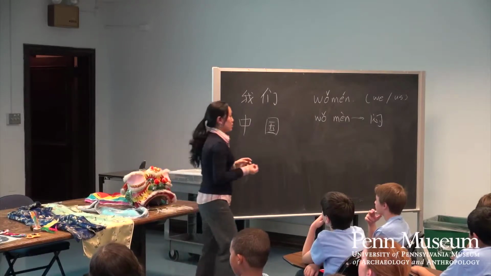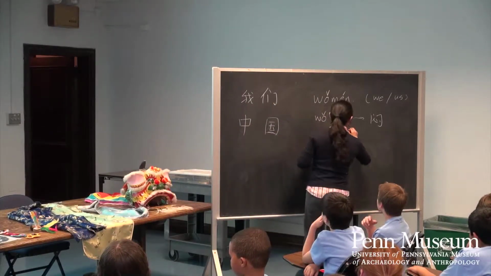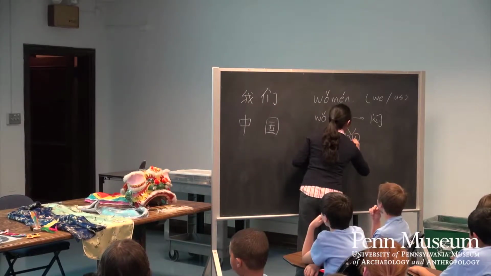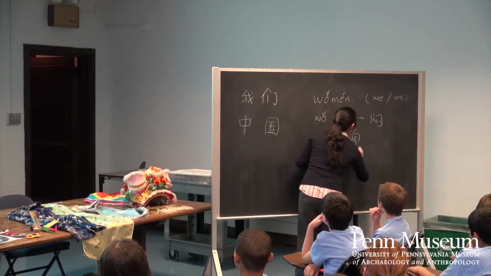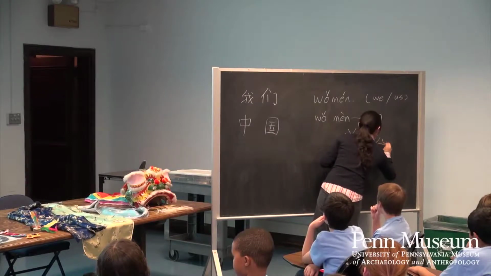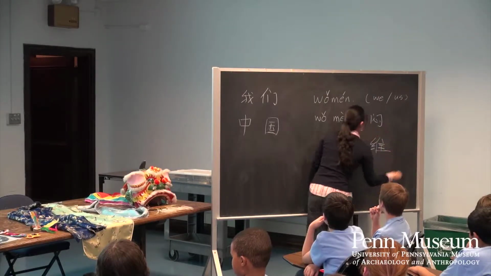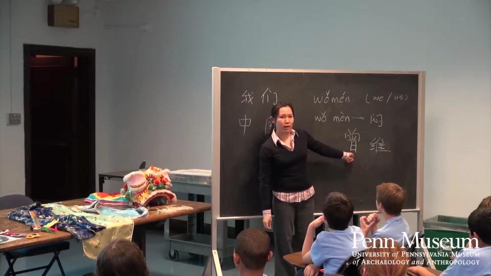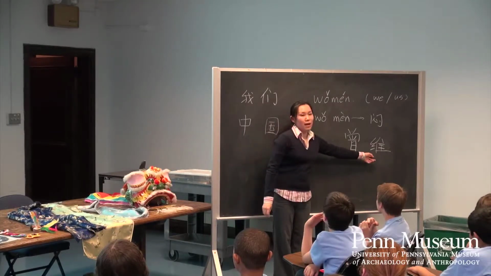For example, for my name, in Chinese naming, our family name comes first, and then our given name. So my name is Zeng Wei. My first task in my first grade study was learning how to write my name.